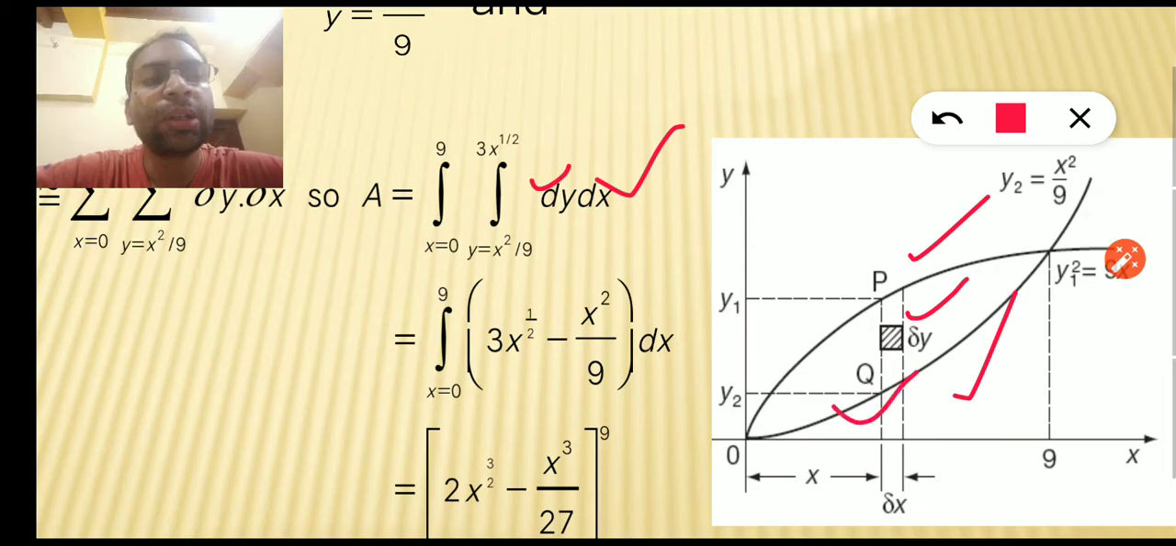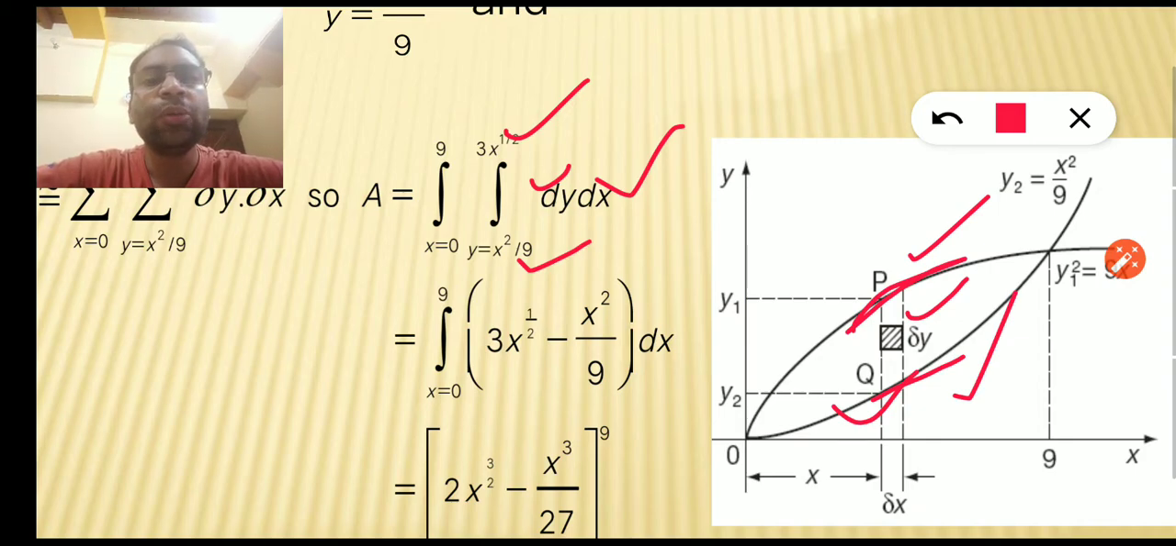So this is the bottom line of the strip. This is the equation of the curve, and this is the top part where the strip is lying. This is the equation of the curve. From these two curves we will find out the lower limit and the upper limit of the y. We can see that from the lower curve we have y is equal to x square upon 9, and from the upper curve we will find out the value of y. So this is the lower and the upper limit.